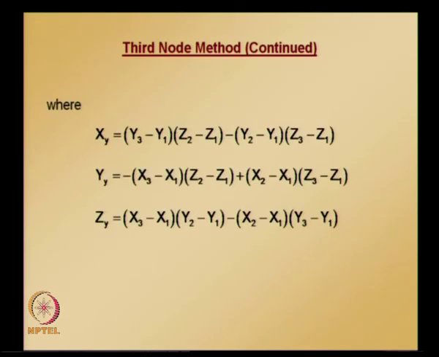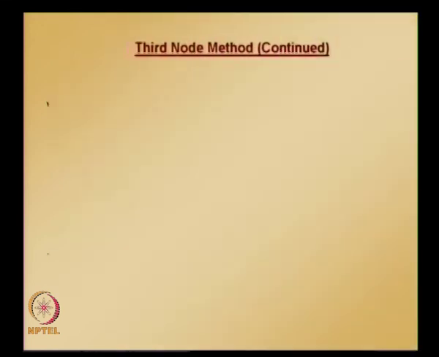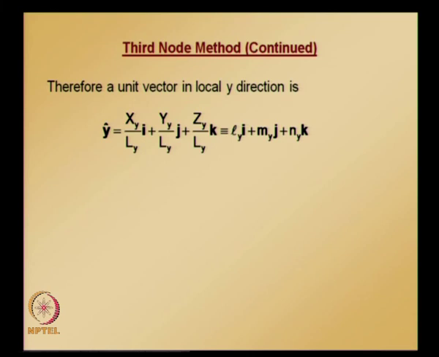After carrying out the cross product, we get this, and the length of this vector is given by the square root of xy square plus yy square plus zy square. The square root of that gives us the length, and once we have the length, we divide the vector by its length and we are going to get the unit vector along the local y direction. So, we got the unit vector along the local x axis, the unit vector along the local y axis, then it is straightforward.